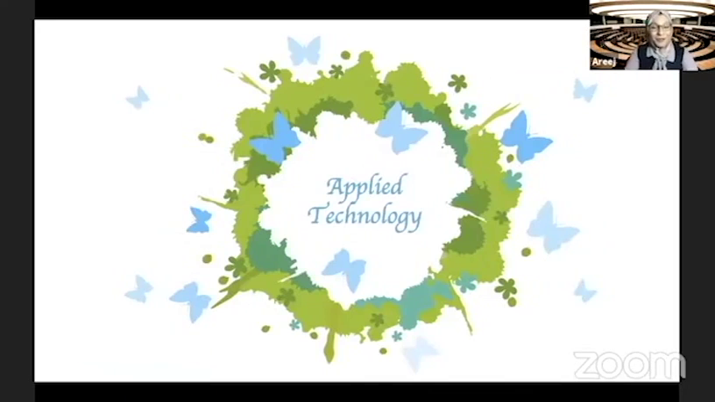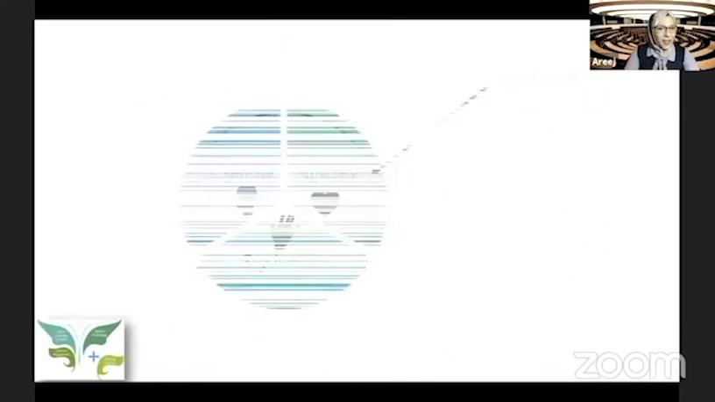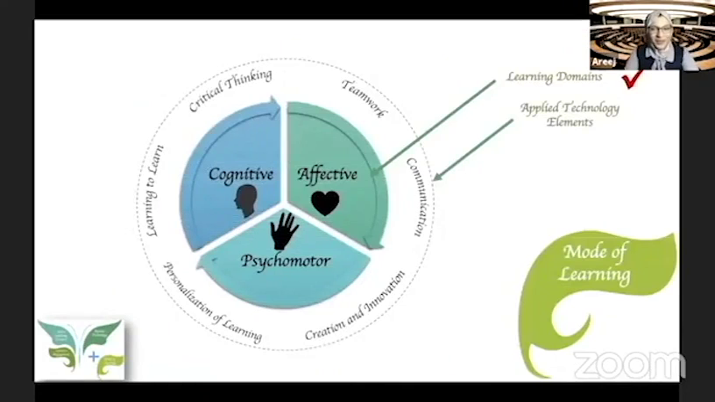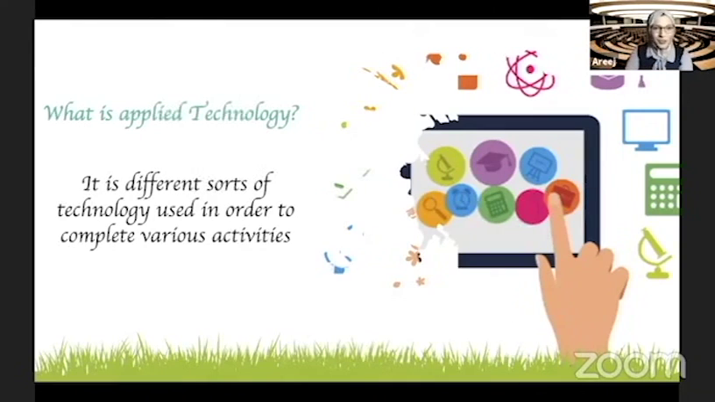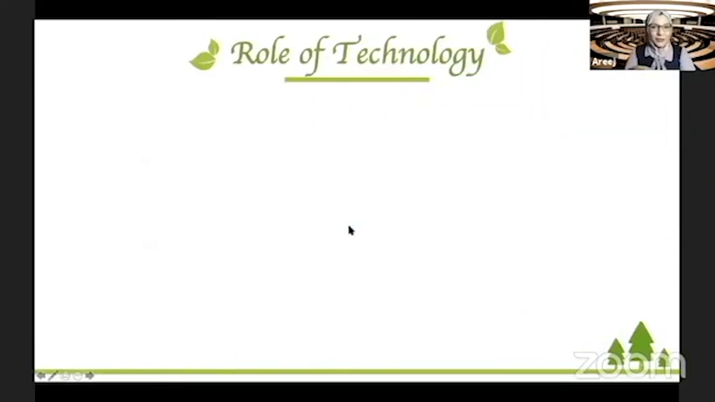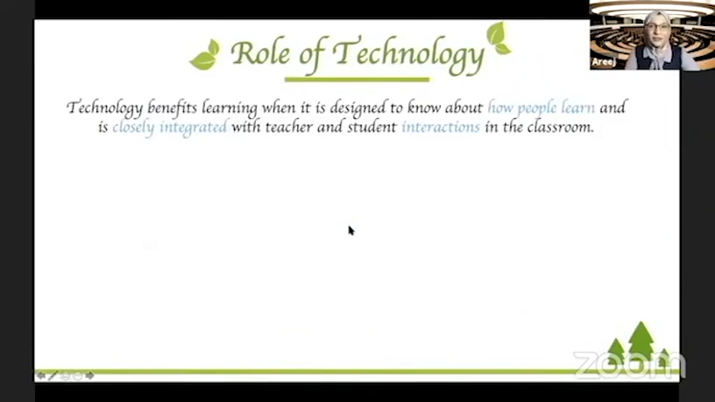Now I'm going to focus on the second circle, which is applied technology. In applied technology, I will focus on these skills. So first of all, what is applied technology? Applied technology is defined as different sorts of technology used in order to complete various activities. The role of technology here is designed to know how people learn and is closely integrated with the teacher and student interactions in the classroom, whether virtually or face-to-face.